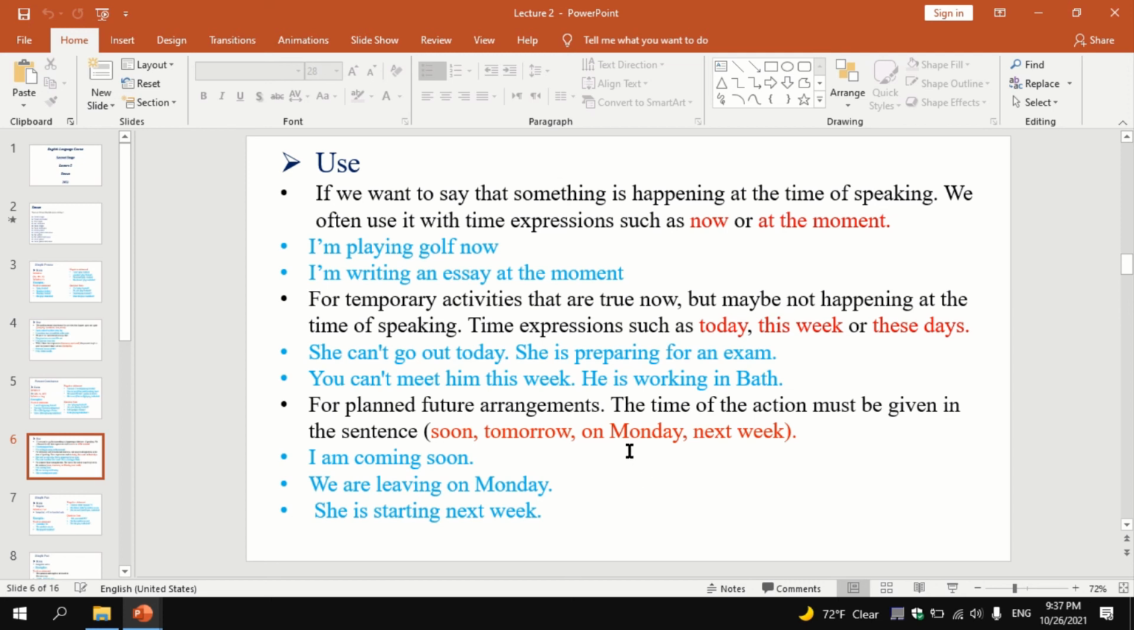It can be used also for a planned future arrangement. The time of the action must be given in the sentence: soon, tomorrow, on Monday, next week. I'm coming soon. We are leaving on Monday. She is starting next week.